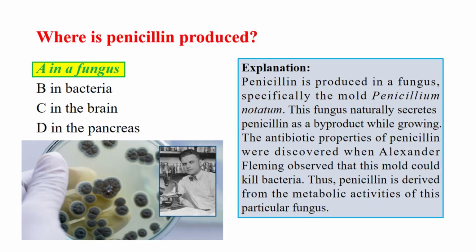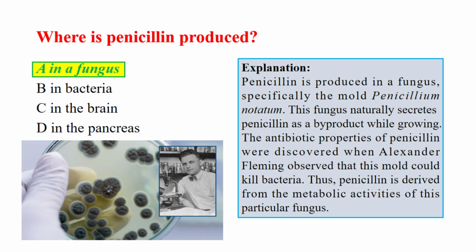Option B, in bacteria. While some bacteria can produce antibiotics, penicillin is not one of them. Instead, it's the Penicillium mold that produces this antibiotic. Option C, in the brain. The brain is an incredibly complex organ, but it doesn't produce penicillin. Its functions are related to cognition, emotions, and bodily control, not antibiotic production.